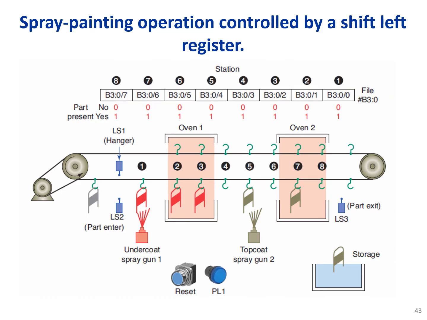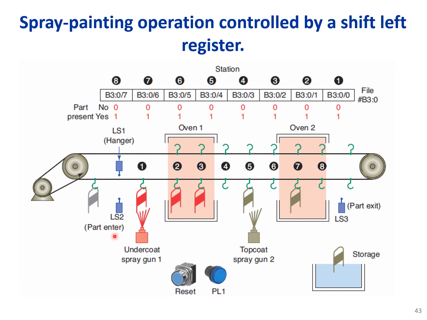Spray painting operation controlled by a shift left register. Here we have a belt. You see these hangers, and let's say these are, I don't know, part of a chair. Okay, yeah, I'm not sure, a plate, yes. And these plates are hung on these hangers and are moving from one stage to another on this conveyor belt.